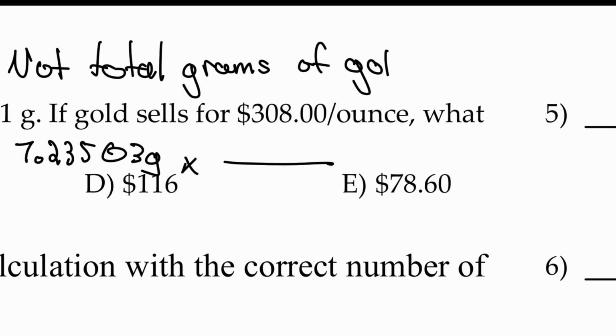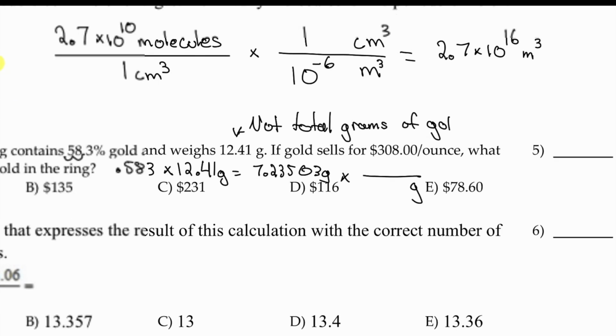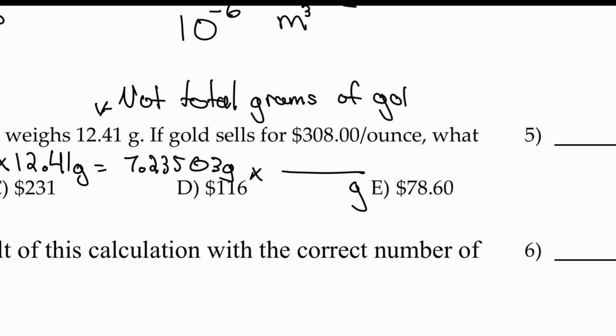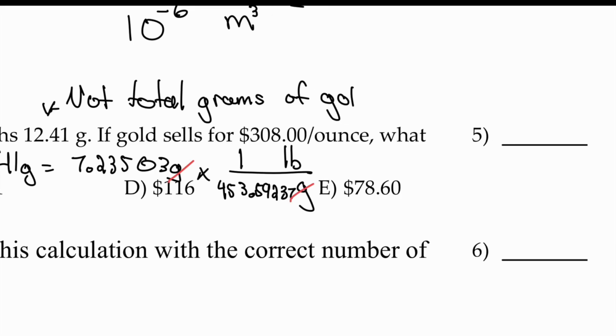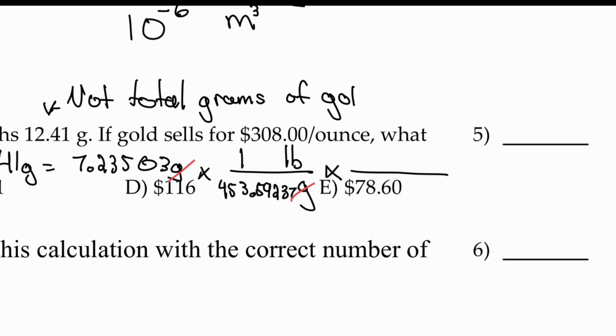So now we need to go from grams to something. So let's look at a conversion factor where we see 1 pound is equal to 453.59237 grams. So 1 pound on the top, 453.59237 grams. But wait, we're not supposed to be in pounds. We would be in pounds there. Let's get to ounces.